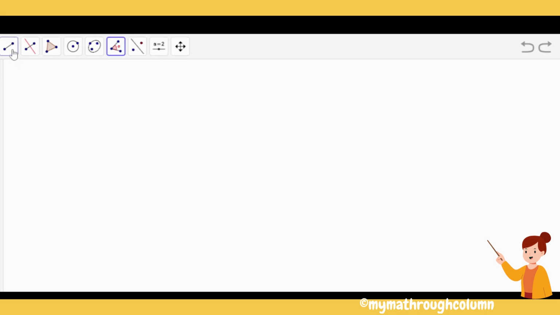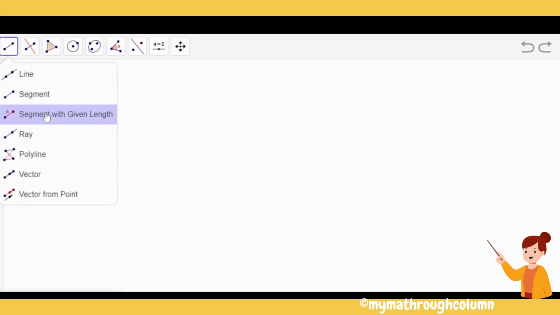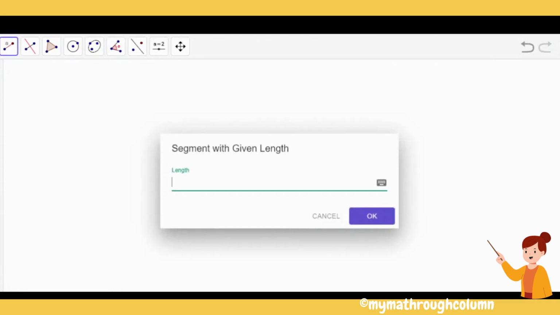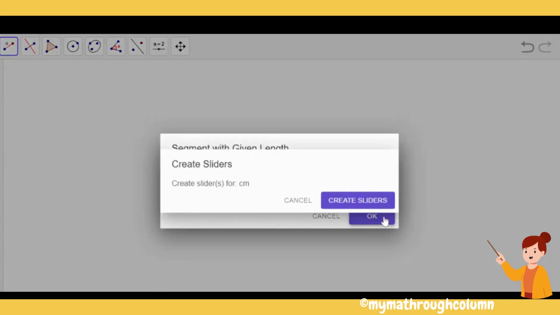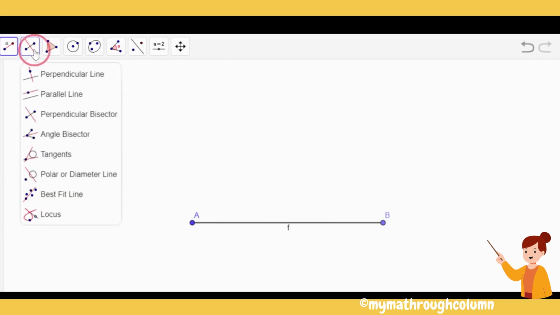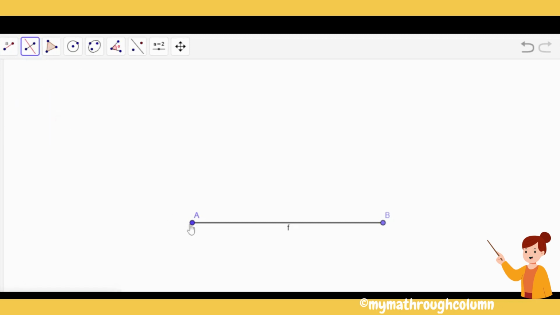I'm using the GeoGebra tools here first and drawing a line segment with a given length. I'm choosing here the length of 8 centimeter, and I'll have a line segment AB which is 8 centimeter long. GeoGebra has tools which we can use, and automatically we can get a perpendicular bisector. So here we are going to find the perpendicular bisector of AB.